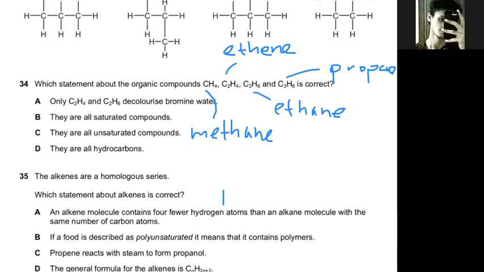Option A says only C2H4 and C2H6 decolorize bromine water. C2H4 does, but C2H6 is an alkane, so A is not the correct option. B, they are all saturated compounds. Ethene is an alkene, so that is not a saturated compound. C, they are all unsaturated compounds. Ethene is unsaturated, being an alkene, but all the others, methane, ethane, and propane, are saturated. And indeed, it's saying they are all hydrocarbons, so that is correct.